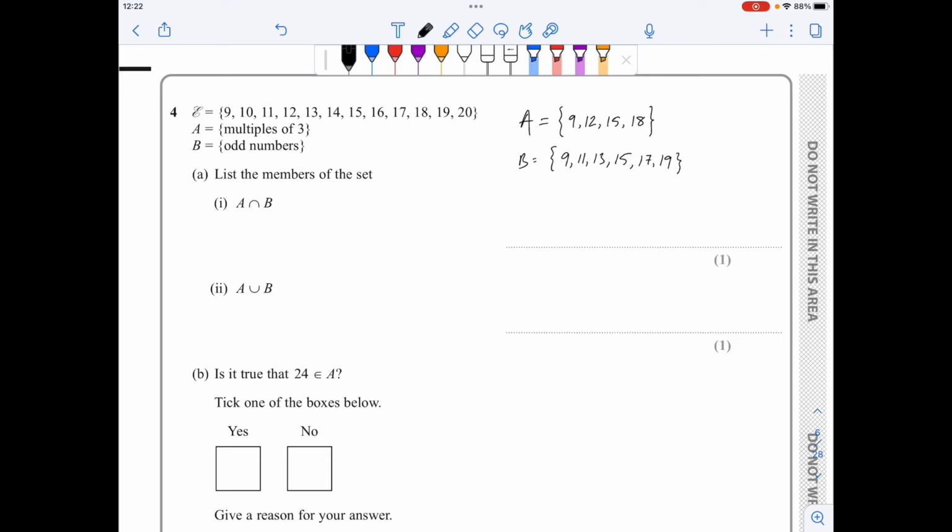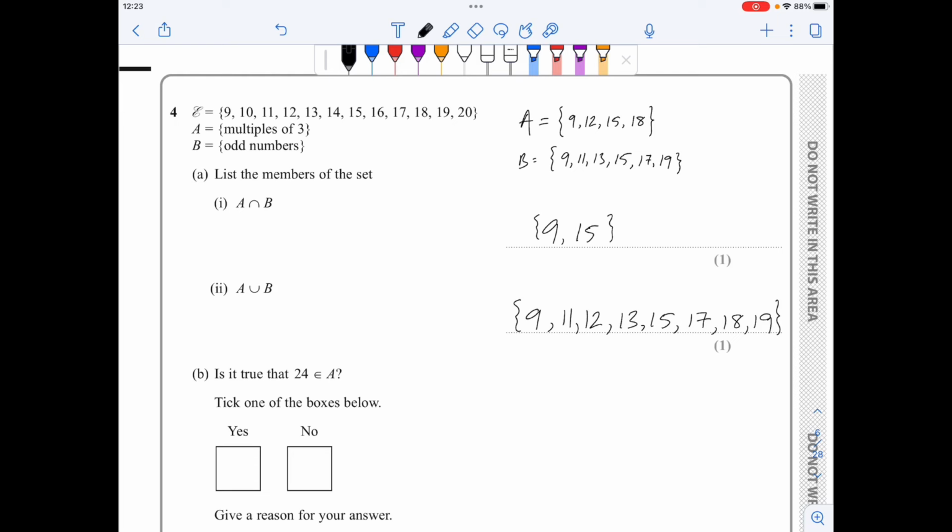So A intersection B in part I are all the elements that are in A and B. Those are 9 and 15. And in part II, A union B are all the elements in A or B or both. And those are 9, 11, 12, 13, 15, 17, 18, and 19.